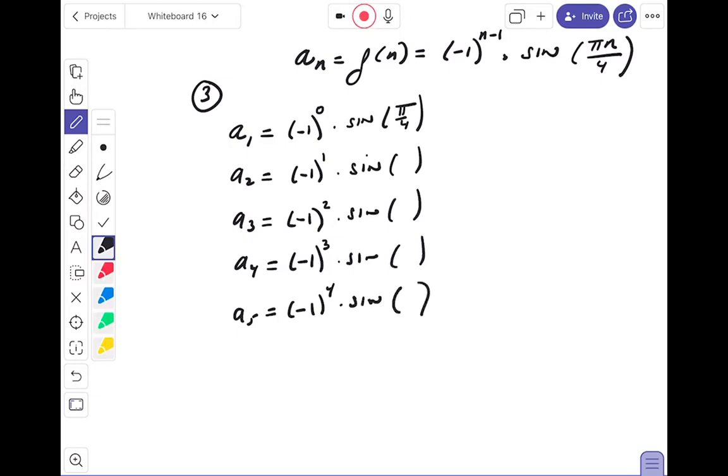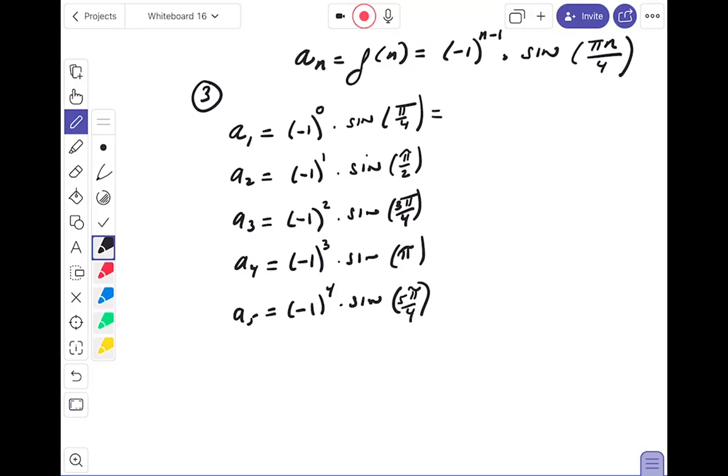What's the next one going to be? Well, it's going to be 2, right? So it's 2 pi over 4, which is pi over 2. Then we're going to do a3. That's going to be 3 pi over 4. Oh boy, 4. That's going to be pi, right? Because 4 pi over 4 is just pi. And then 5 would be 5 pi over 4. This should be really recognizable to you, all right?